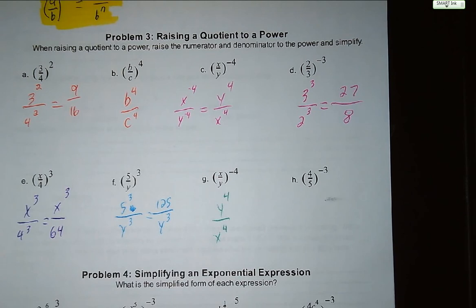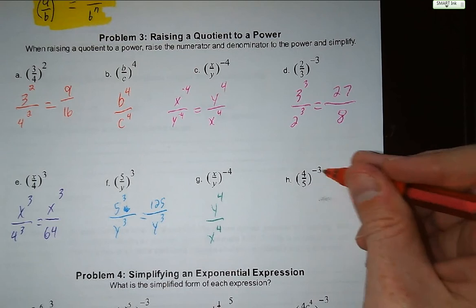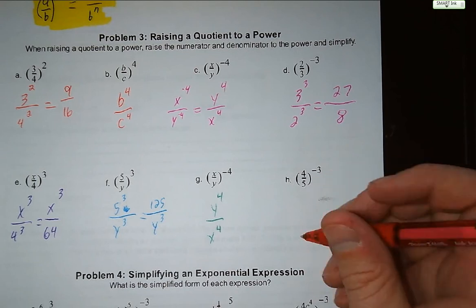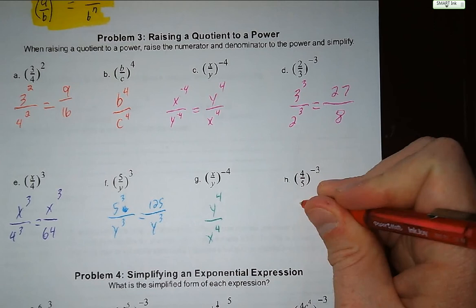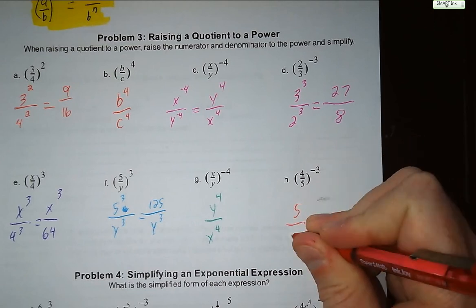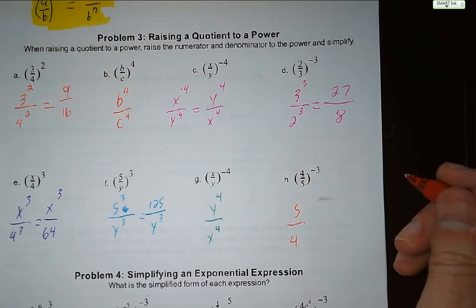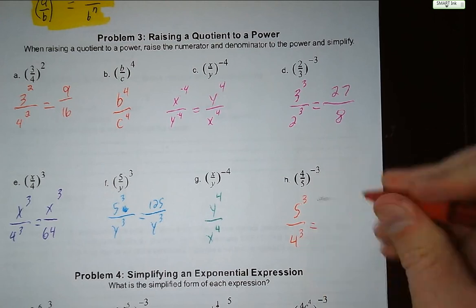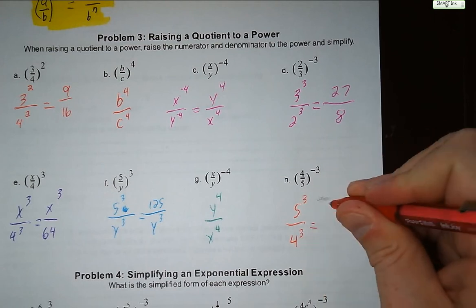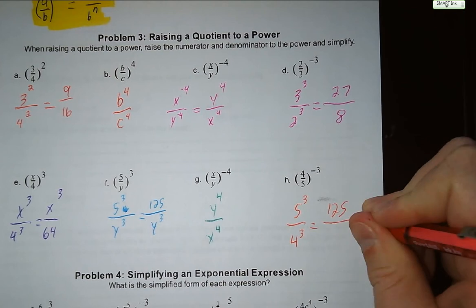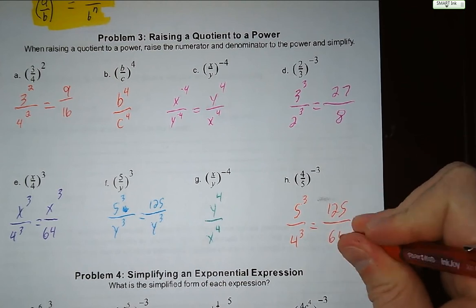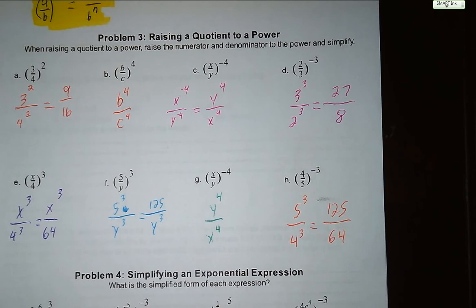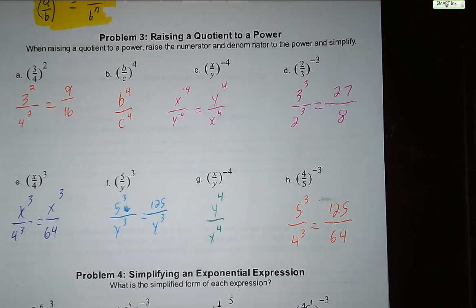Letter H, we have 4/5 to the negative third power. So we just flip that over. So we'll have 5 over 4. And we raise it to the positive power. So 5 cubed, again, was 125 over 4 cubed, which is 64. And we won't be able to reduce those fractions.